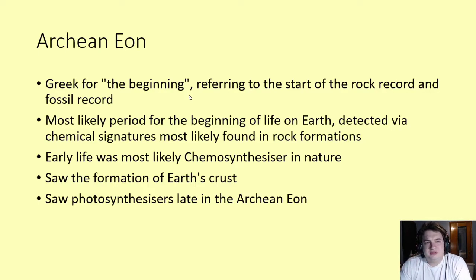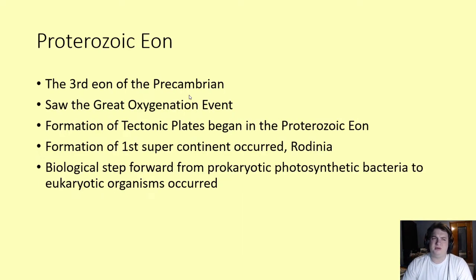So, other major things from the Archean eon. We saw the formation of Earth's crust, and late in the Archean eon, we saw photosynthesizers. So we saw organisms that took sunlight and made food from it. This would also be an important thing because we know photosynthesis has oxygen as one of its byproducts, so we started to see oxygen populate our atmosphere. Early Earth's atmosphere was not very kind towards carbon-based life like us. We would not have been able to exist during that time period.